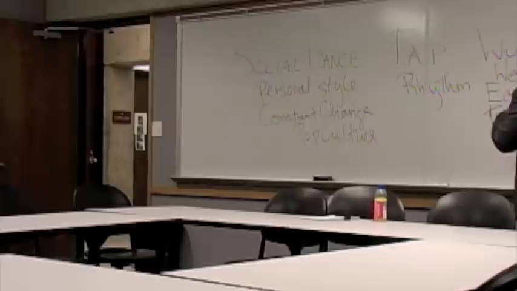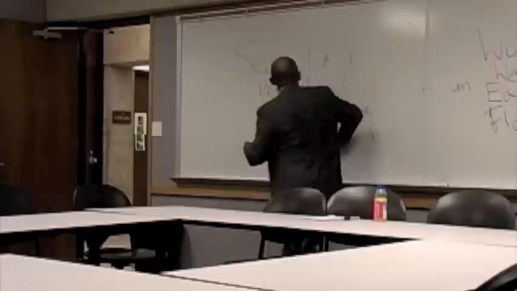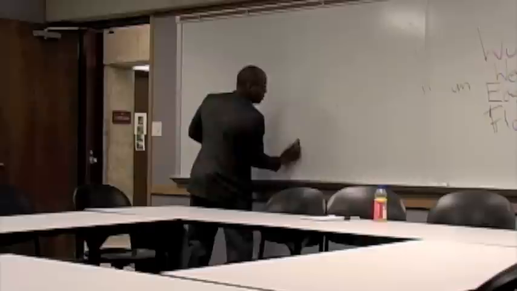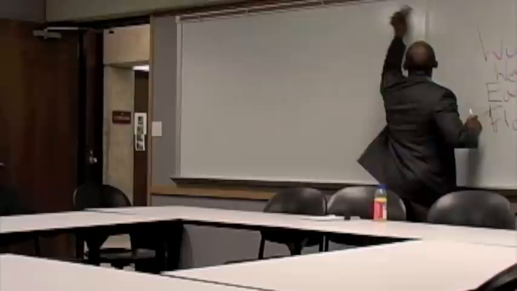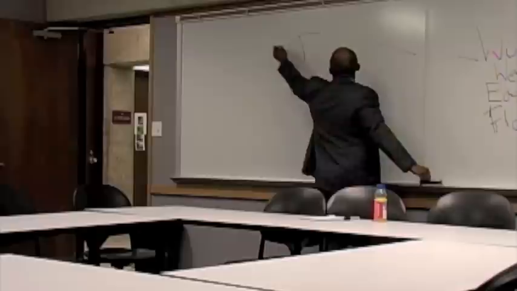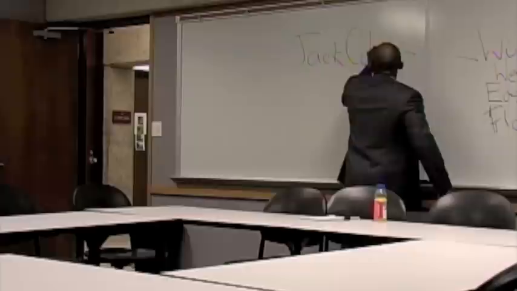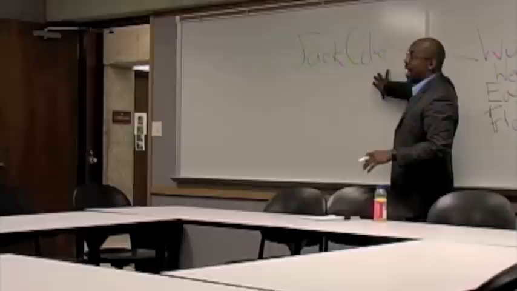Let me just clear this part of the board. And let me work backwards and go this way. The first person to give us something that is identifiable as jazz dance comprised of all of these elements is a man by the name of Jack Cole. Cole was born approximately in 1909. He lived until 1975. His real name is John Ewing Cole, if I'm not mistaken.